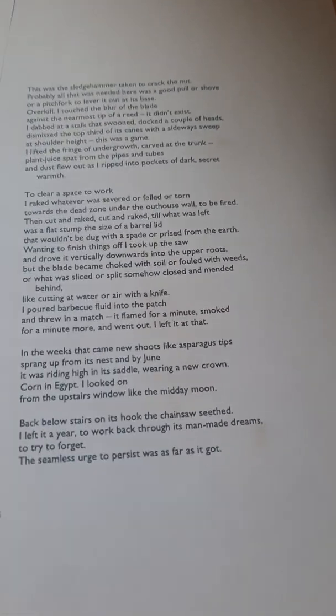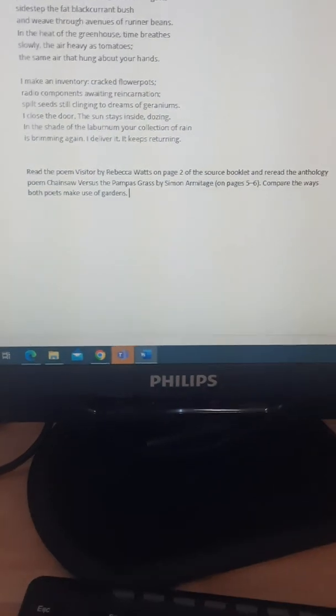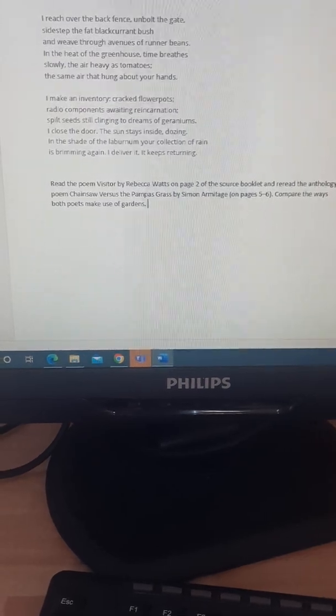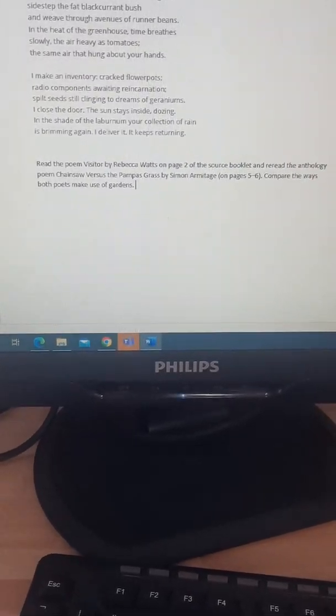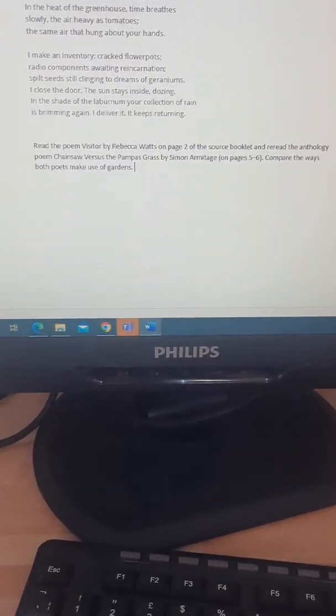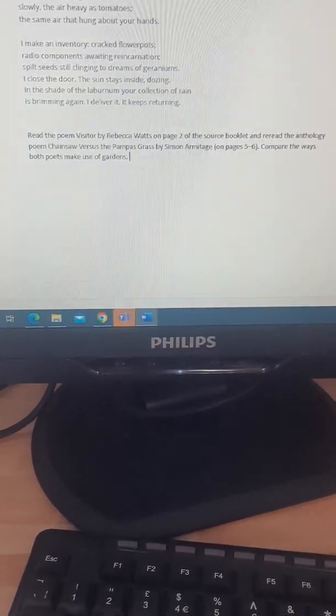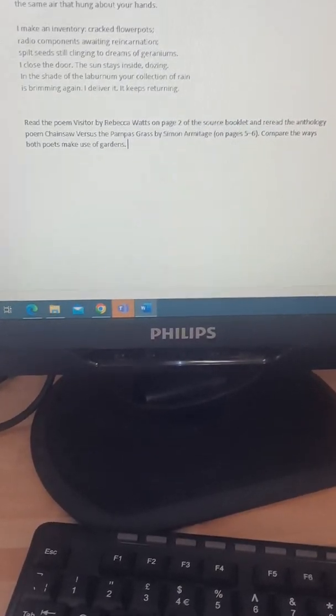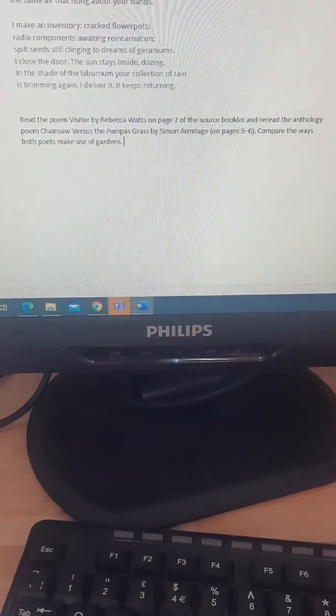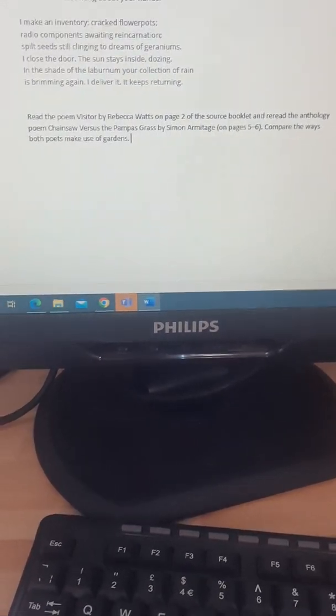This is a completely random question I found on the exam page. You won't be able to see it, but I'll read it out for you and I'll put it on the page as well. Read the poem Visitor by Rebecca Watts on page 2 of the source booklet and reread the anthology poem Chainsaw versus Pampas Grass by Simon Armitage. Compare the ways both poets make use of gardens, okay?